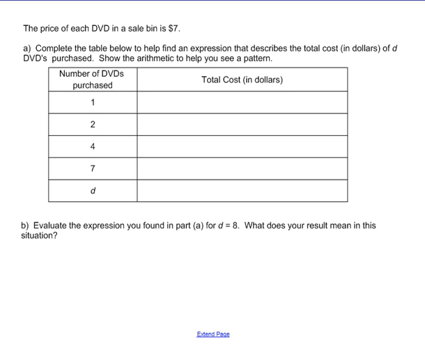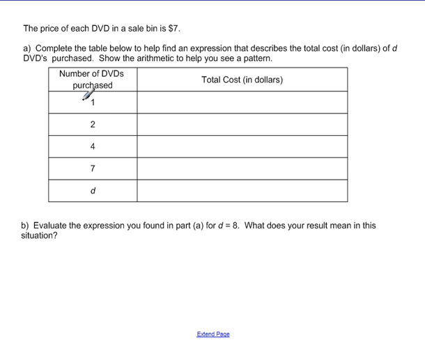The price of each DVD in a sale bin is $7. So in Part A, we're going to complete the table below to find an expression that describes the total cost in dollars of D DVDs purchased. Show the arithmetic to help you see a pattern. And then once we've done that, in Part B, we're going to evaluate the expression that we found in Part A for D equals 8, and we're going to say, what does your result mean in this situation?